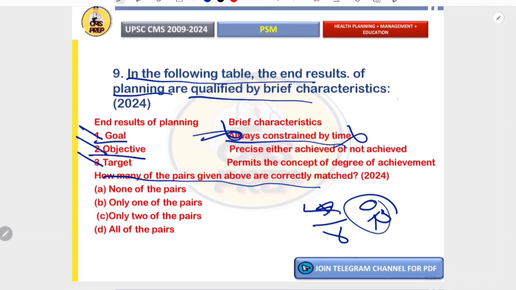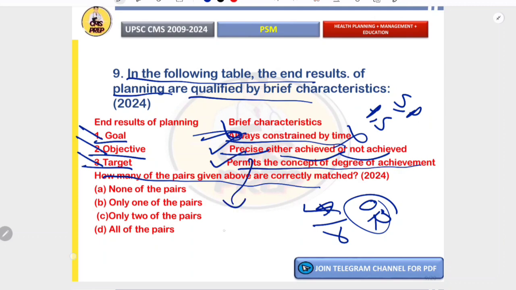What is objective? It is a precise, specific, pre-planned end point of all activities in a health program. Precise, either achieved or not achieved. And target permits the concept of degree of achievement. Yes, what is target? It is the degree of achievement of objective within a specific timeline, and it is quantifiable. It allows degree, that is to measure how much of the objective is met. Only 2 pairs are correct.